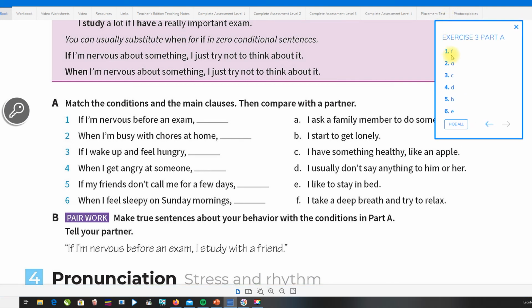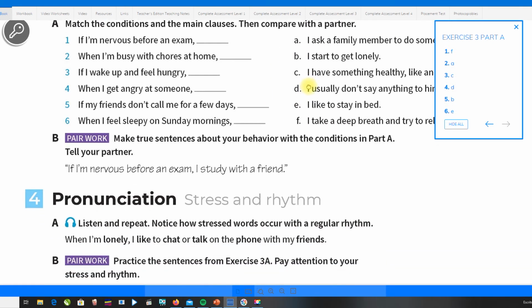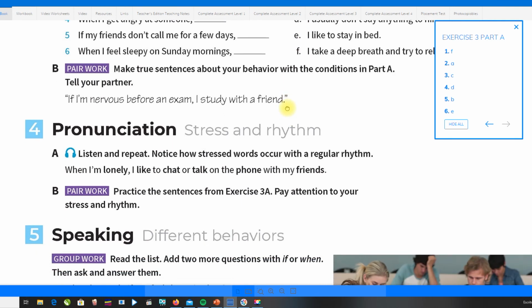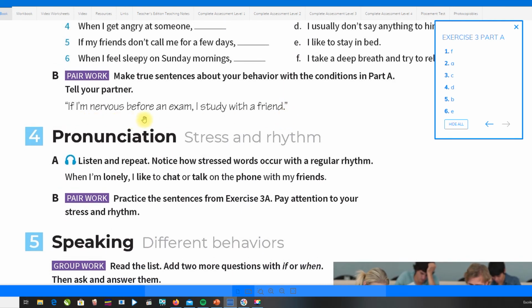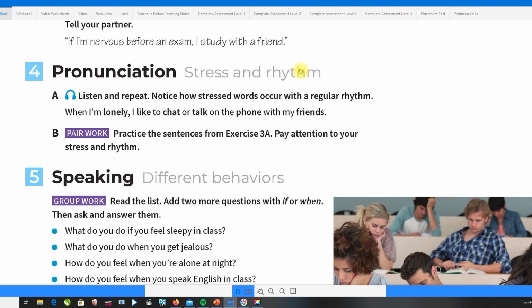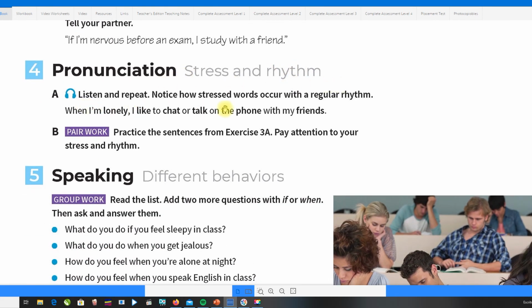There you are, right? F, A, C, D, B, and E. All right, you got it? Good. For example, it says, if I am nervous before an exam, I study with a friend. All right, it's another choice, another alternative. Let's close this. And we have stress and rhythm. Listen and repeat. Please listen and repeat, okay?